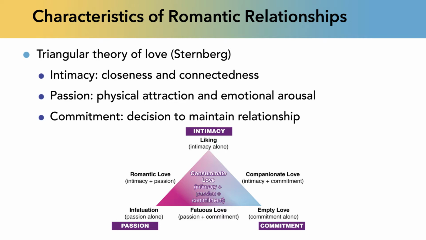And so what Sternberg says is there are many different kinds of love. You could have intimacy and passion, which he calls romantic love. You could have intimacy and commitment, which is referred to as companionate love. You can have passion and commitment, which is fatuous love. And if you are lucky enough to have all three, that's the consummate love.